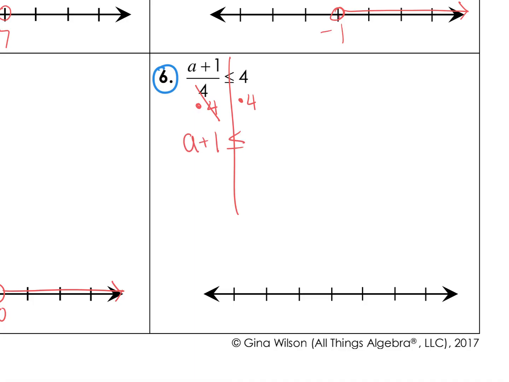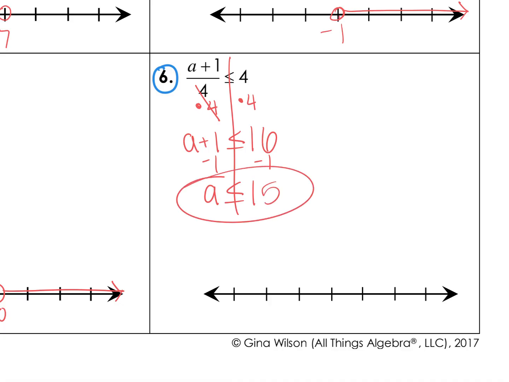I did multiply, but it was by a positive, so I'm good to write it the same. 4 times 4 is 16. Okay, now we just subtract by 1 on both sides. You're left with A. I did not multiply or divide, so I don't need to do anything. With my inequality, 16 minus 1 is 15.